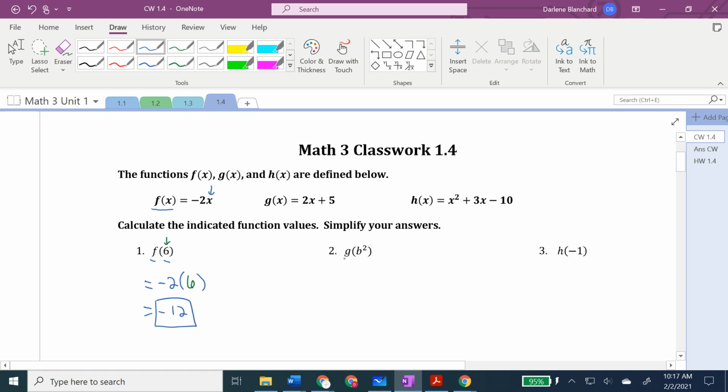For number 2, when I move over to g, I look at the g of x function up here, and it says it is 2x plus 5. So I'm going to write 2 times parentheses plus 5. Everywhere that the x variable is, I put a parentheses. And then I am going to take whatever's inside and plug it in.